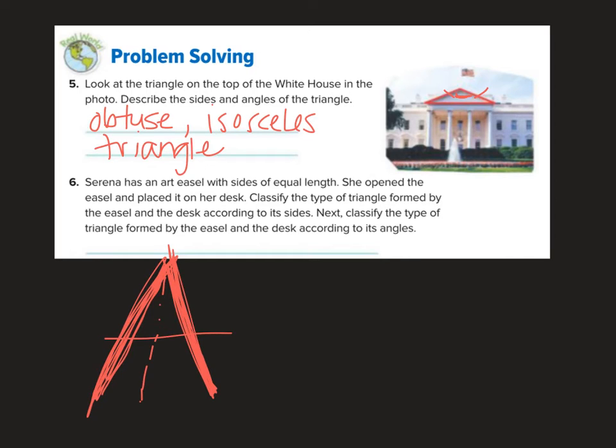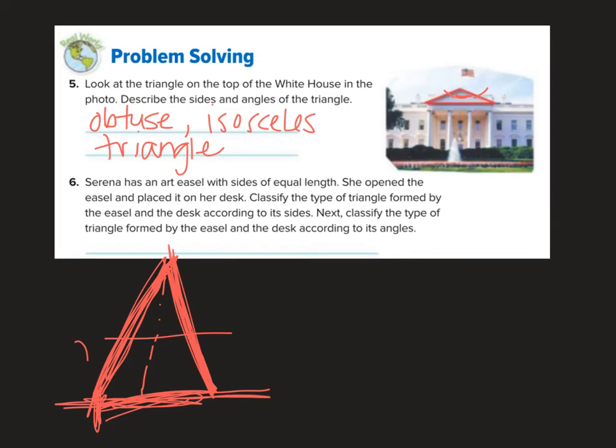Classify the type of triangle formed by the easel and the desk according to its size. So she's placing it on the desk. Next, classify the type of triangle formed by the easel and the desk according to its angles. She opened the easel and placed it on her desk. An art easel with sides of equal length. But how do we know about this side right here?